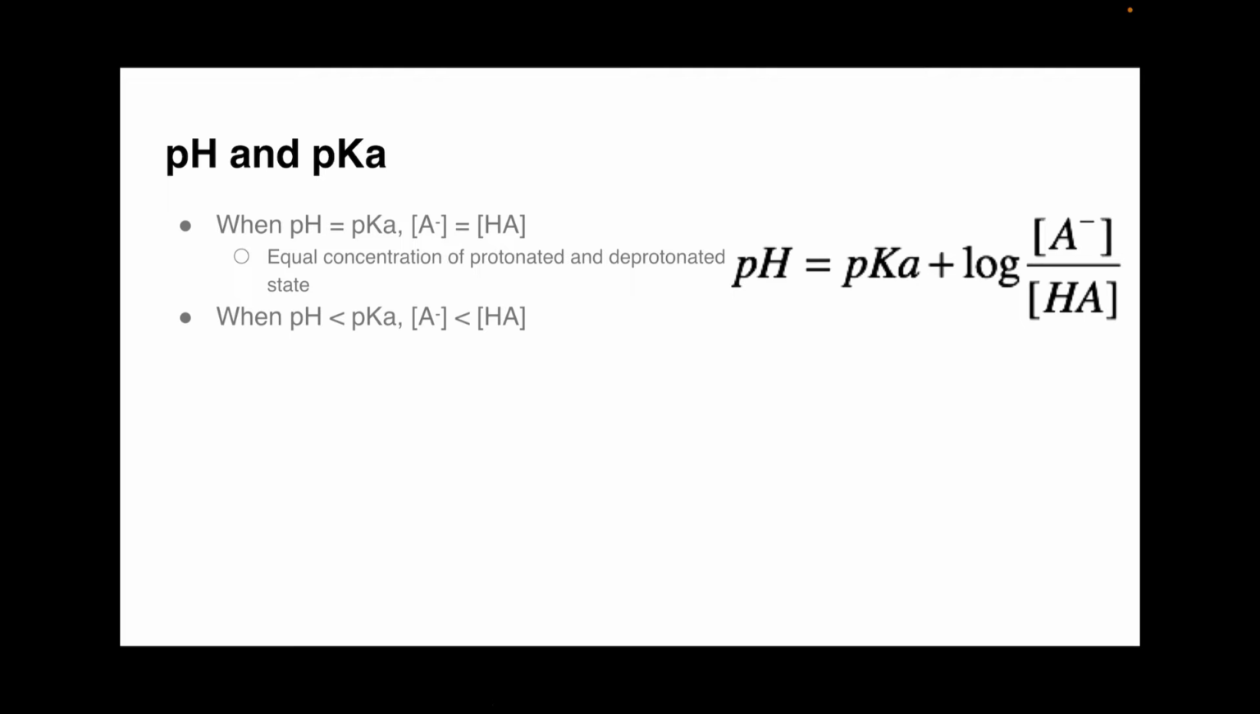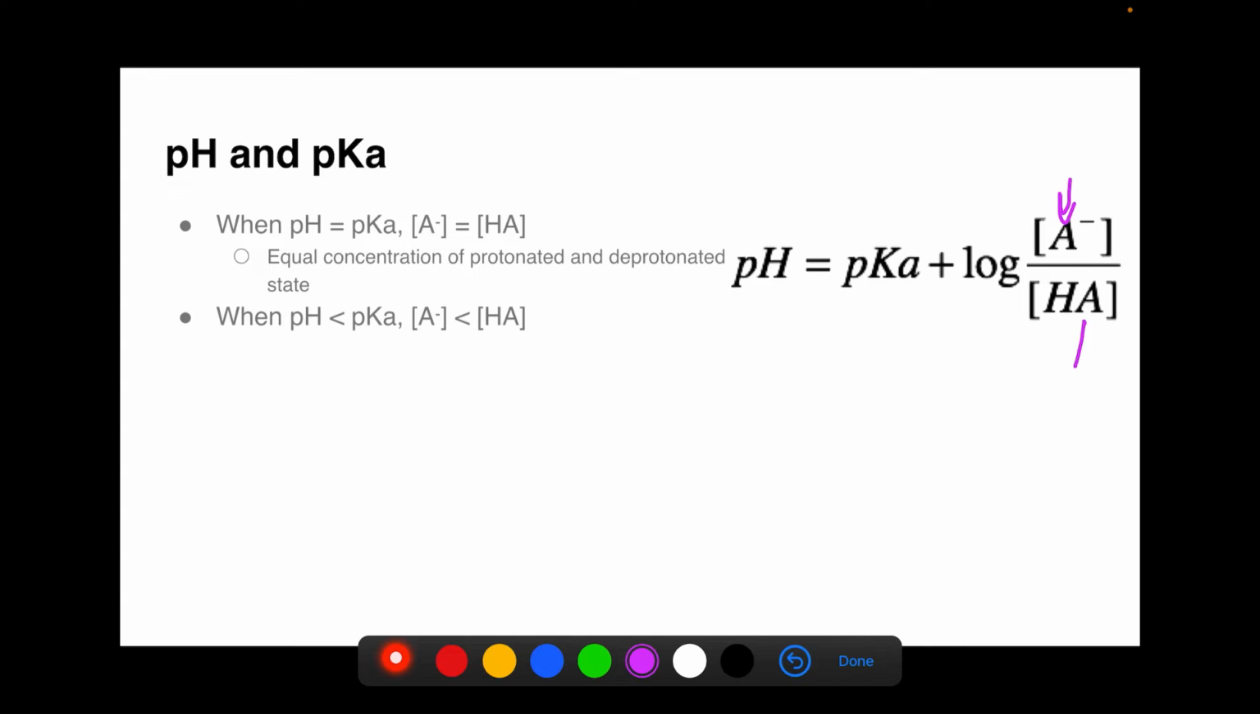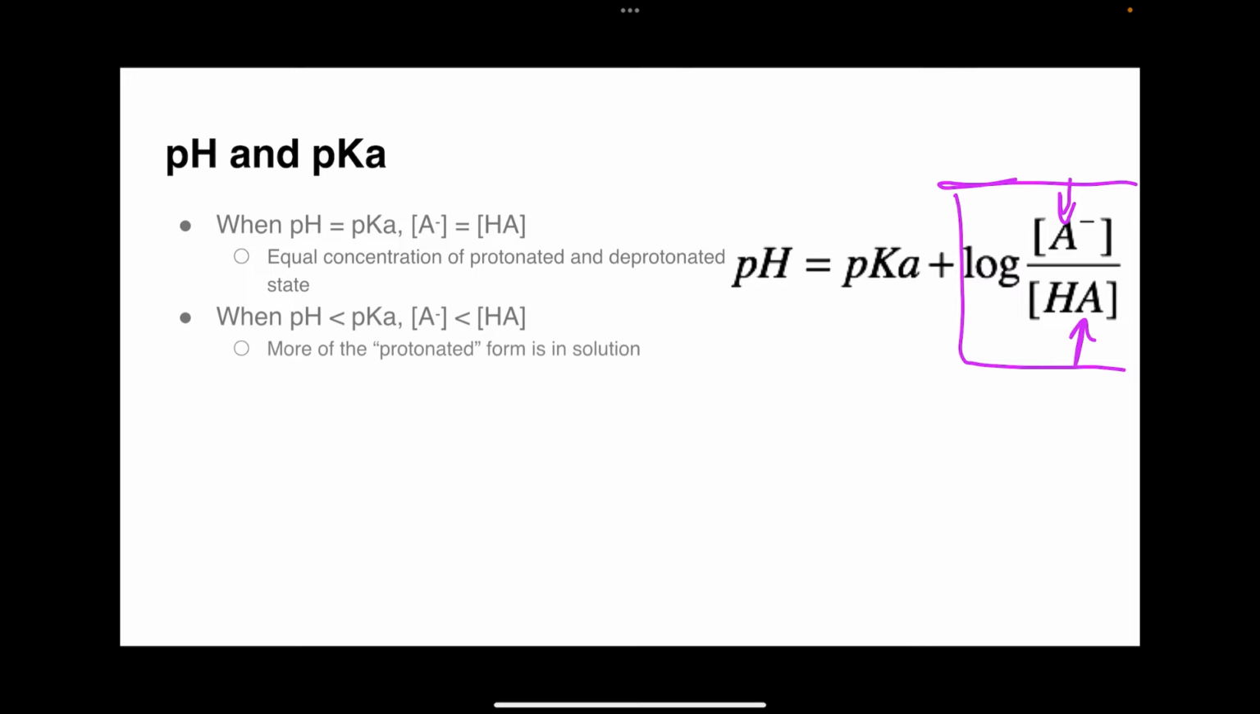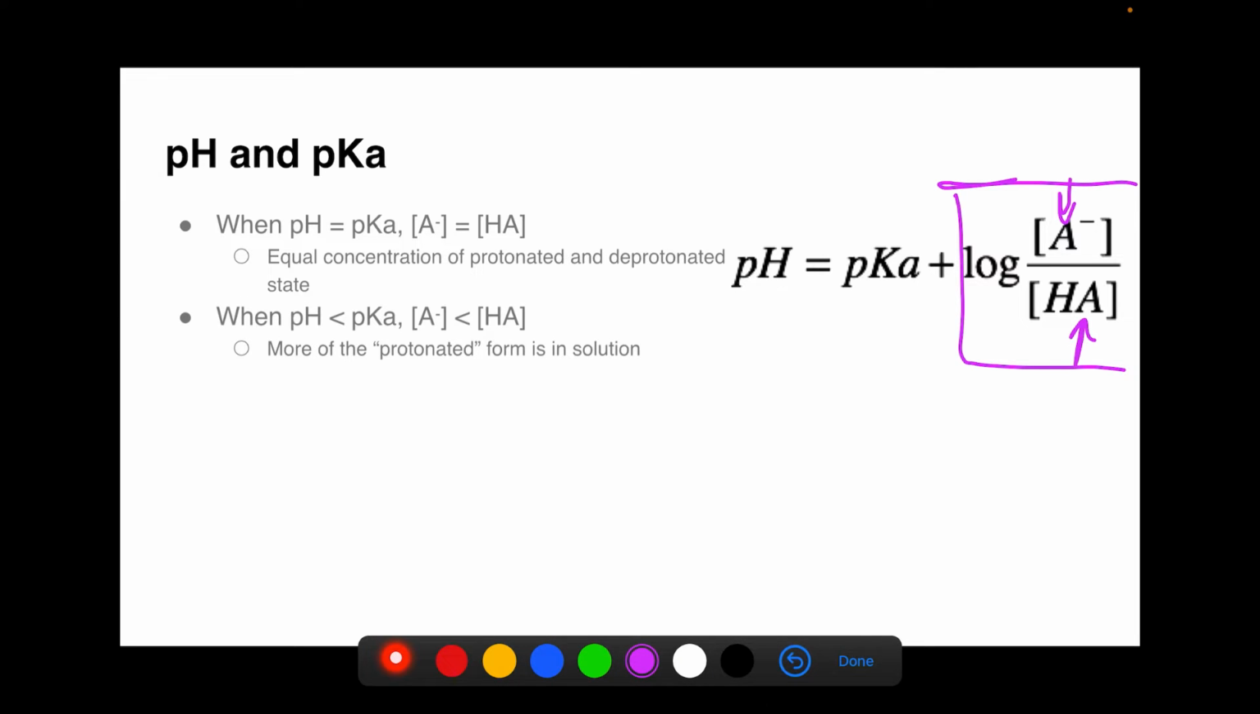When the pH is less than the pKa, that means that the concentration of our conjugate base is less than that of our undissociated acid. Thinking about this mathematically, if the pH is going to be less than the pKa, that means that this term must be negative. That only happens when the numerator is smaller than the denominator. Therefore, when the pH is less than the pKa, we say that we have more of the protonated form in solution, more of the HA. One way to think about it is that when the pH is less than the pKa, there's some extra H+ ions floating around, and they protonate the acid.